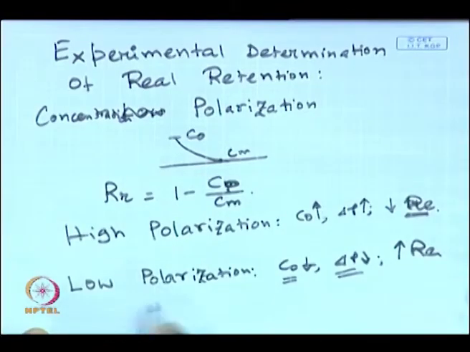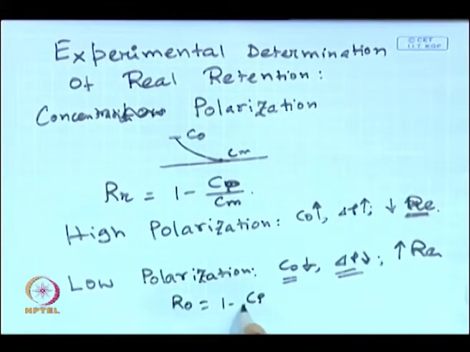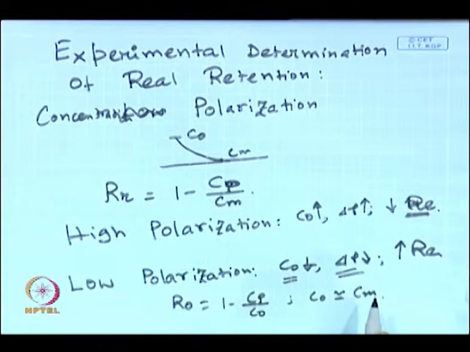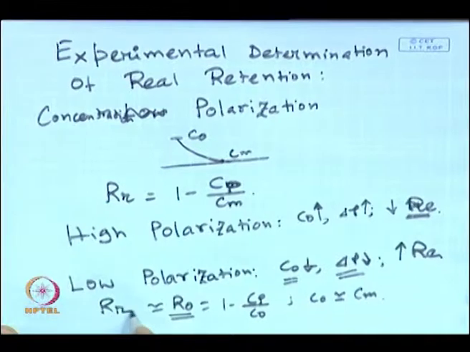In such a case, you carry out the experiment at low polarization conditions and measure the permeate concentration. That will give you the observed retention, 1 minus Cp by C naught. But in this case C naught is roughly equal to Cm, because the membrane surface concentration and bulk concentration are more or less the same. So the observed retention value R naught that you get under this condition will be almost equal to the real retention value.